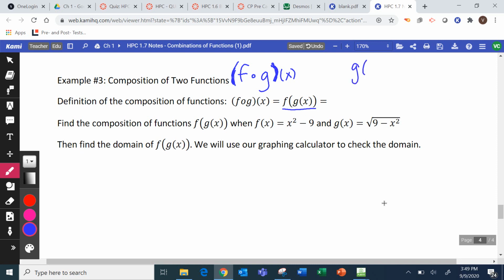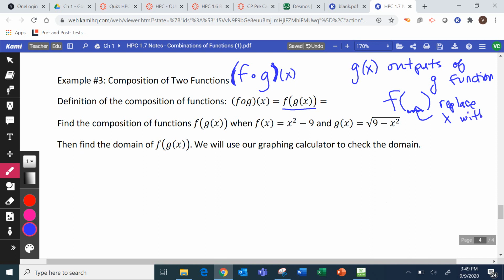So G of X is the output of the G function. G of X is the outputs of the G function. So if we do F of g of x, that's saying, when I have f of x, wherever there's an x, we're going to replace those x's with the outputs of the g function. So this is going to be replace x with g of x.